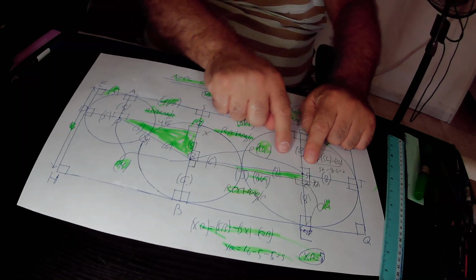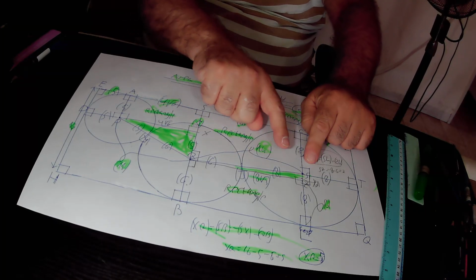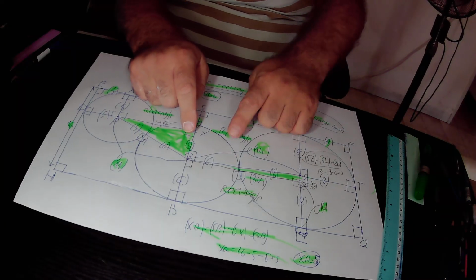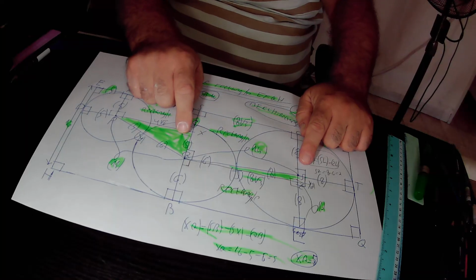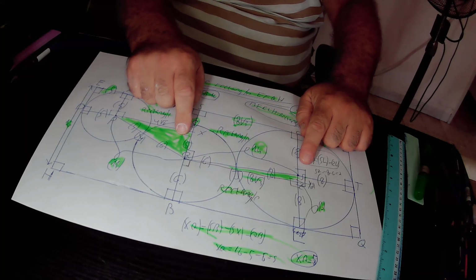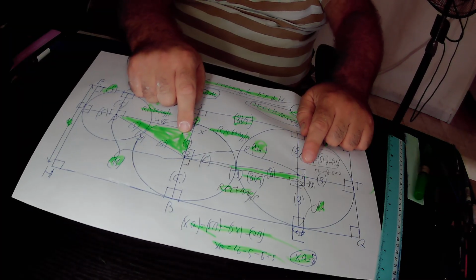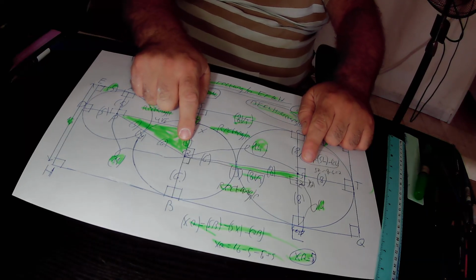If QJS is one straight line, then it means that QS in total equals QJ plus JS. So QS equals QJ is 6 plus JS is 8. So in total QS equals 6 plus 8, that is 14. So QS equals 14.